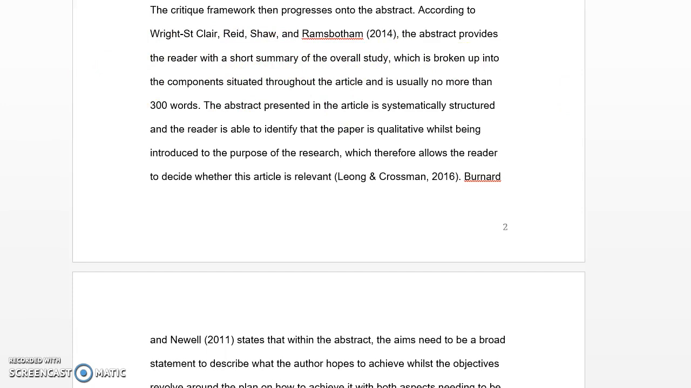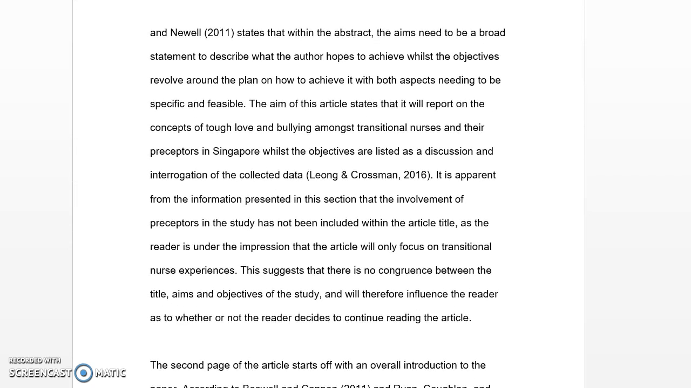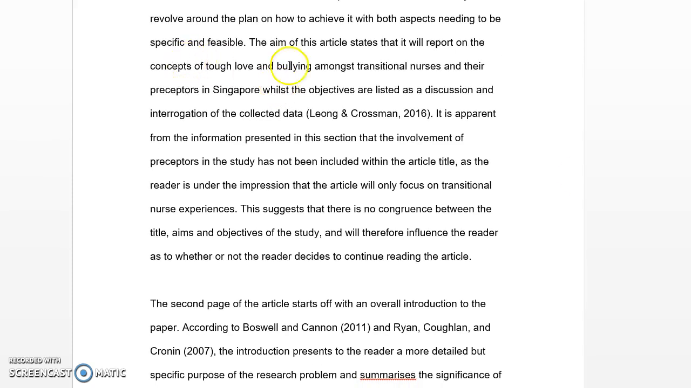She goes on to say the abstract presented in the article is systematically structured, and the reader is able to identify that the paper is qualitative while being introduced to the purpose of the research. So that's nice. So she's writing that well, and then she goes on and talks about how aims need to be broad statements to describe what the author hopes to achieve, whilst the objectives revolve around the plan on how to achieve it. Then she goes on to tell us this. And then she's talking about the aim of the article there.